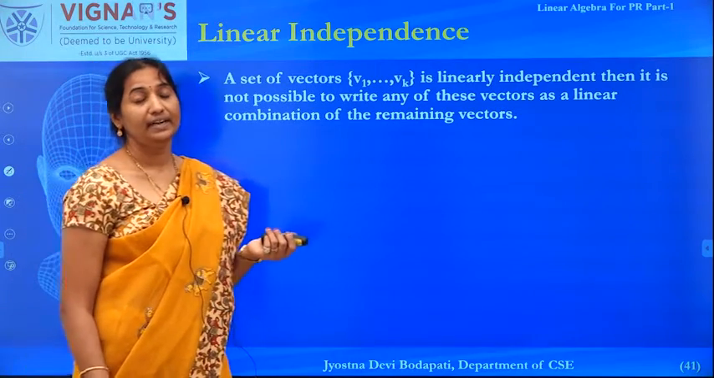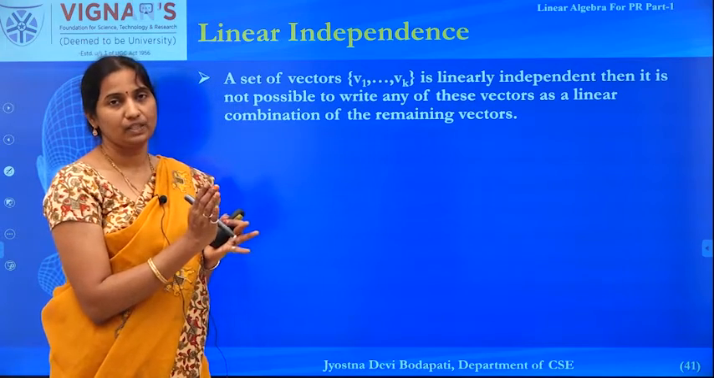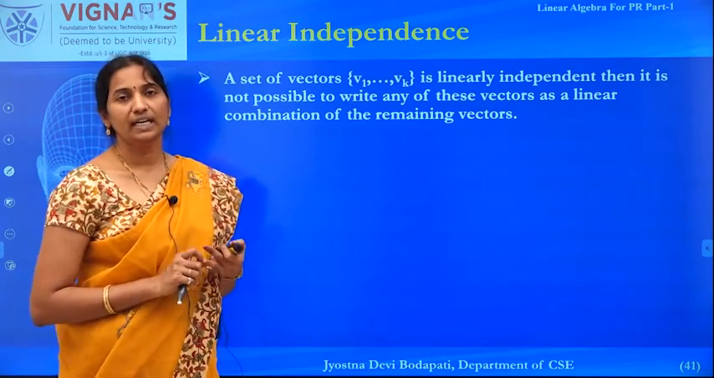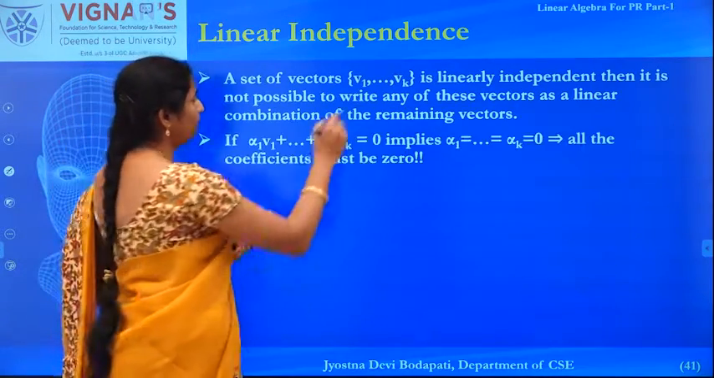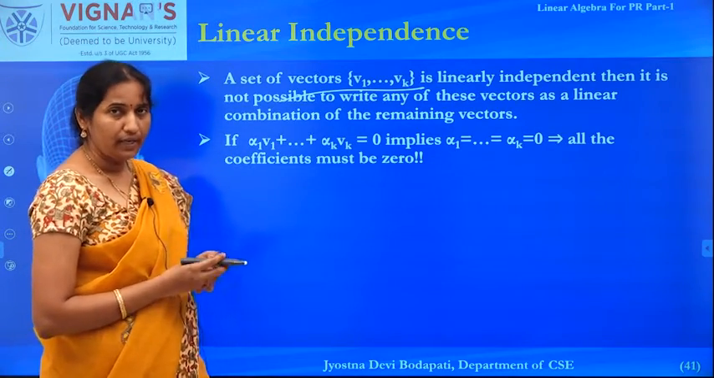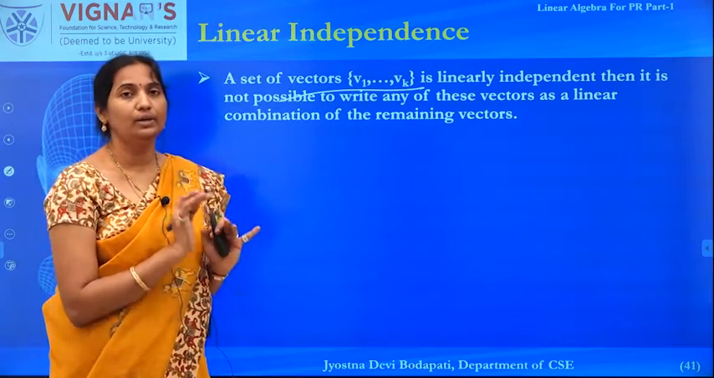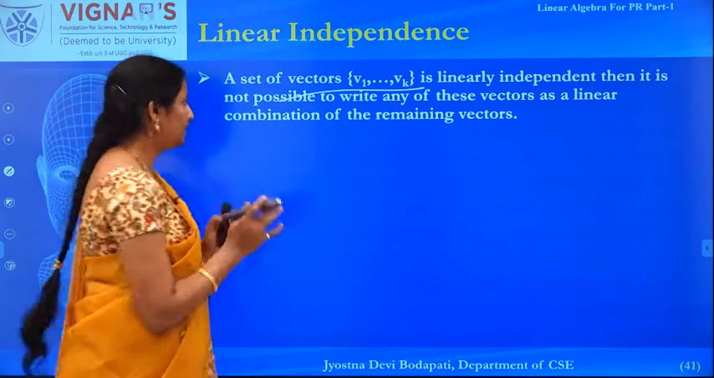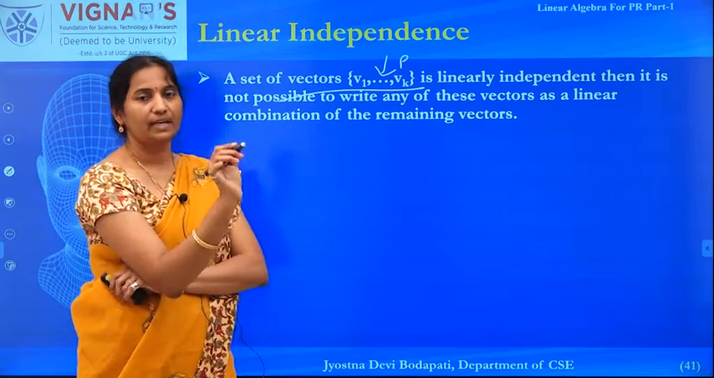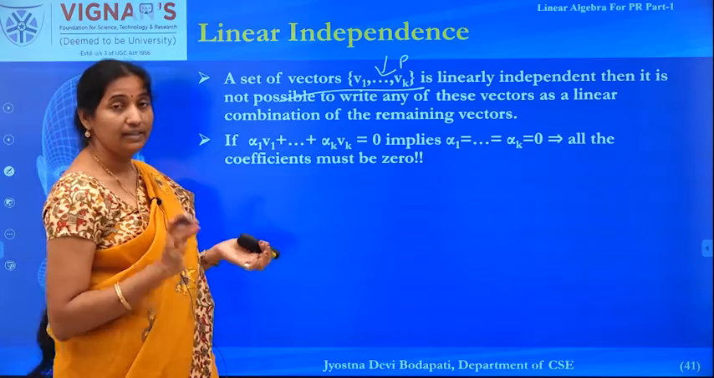Now let's see linear independence. When you don't want linearly dependent vectors, it means you should have linearly independent vectors, right? So now let's define what linearly independent vectors are. If you have a set of vectors v1 to vk, then you can say that they are linearly independent when none of the vectors can be written as a linear combination of the other vectors. Say for example, if I have any vector vp, none of these vectors can be written as a linear combination of the other vectors. If that is satisfied, I can say that they are linearly independent.